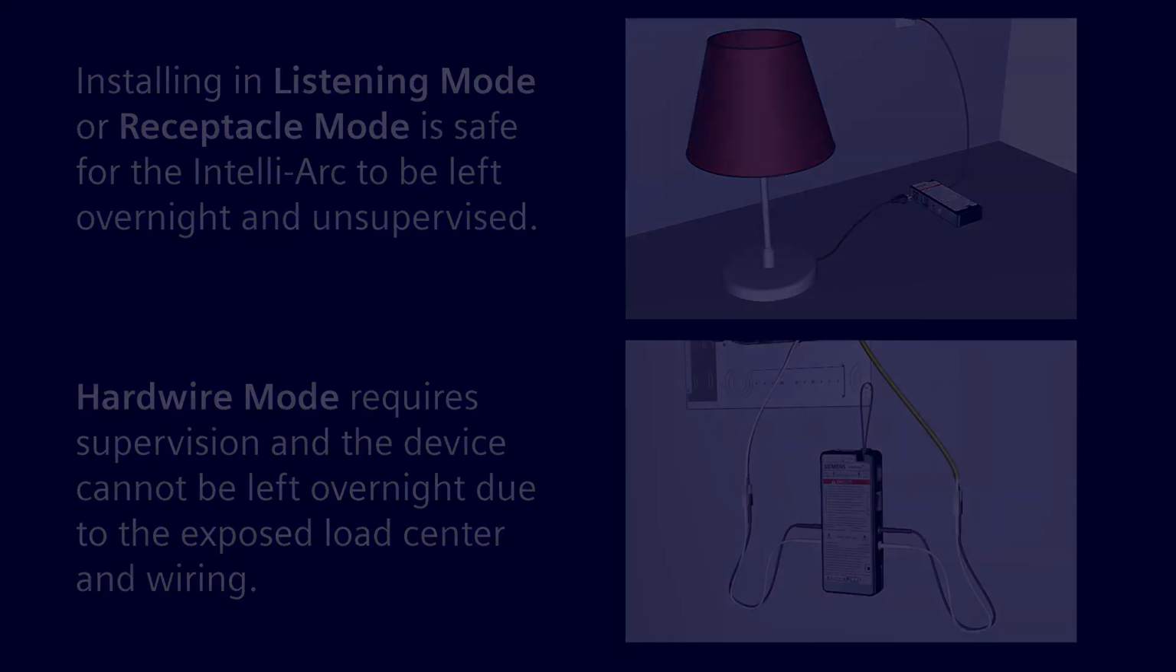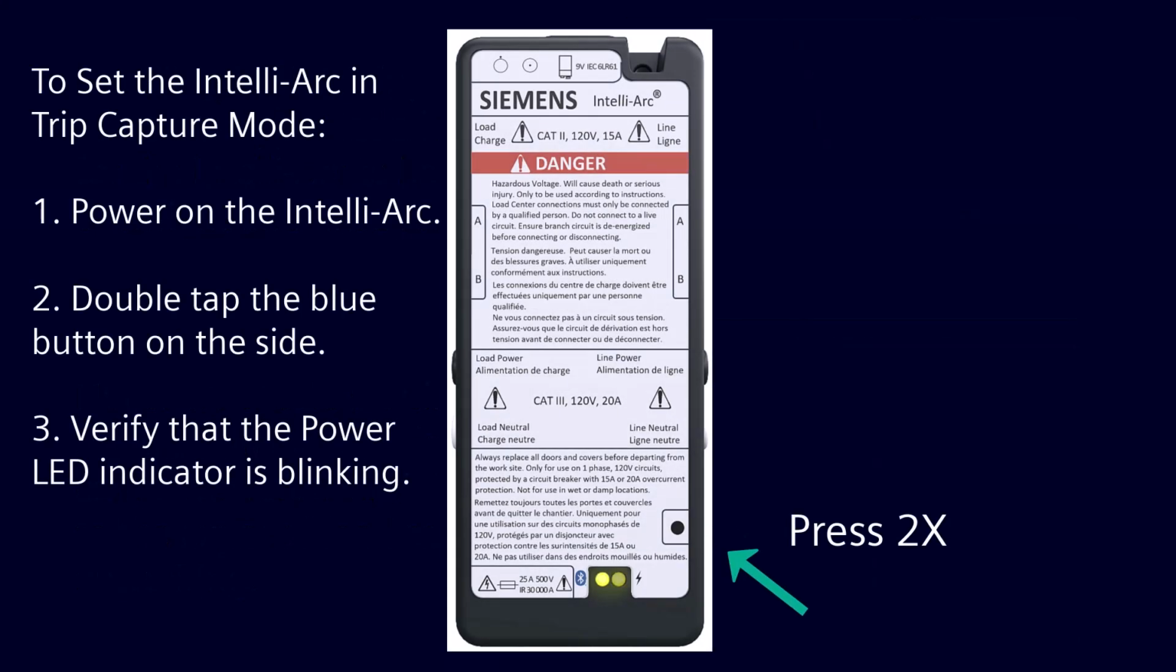After installing the IntelliArc and powering it on, double-press the blue button on the side of the IntelliArc. Check that the power LED is flashing, which indicates the IntelliArc is in trip capture mode. You do not need to be connected to the mobile app when the IntelliArc is in trip capture mode.